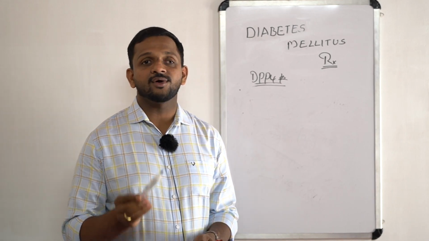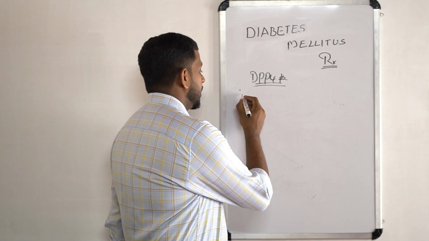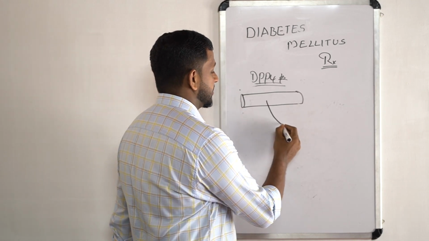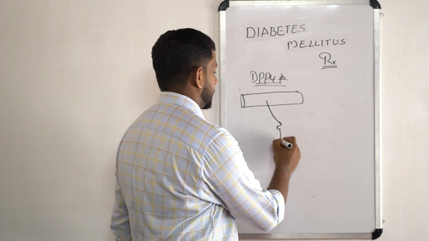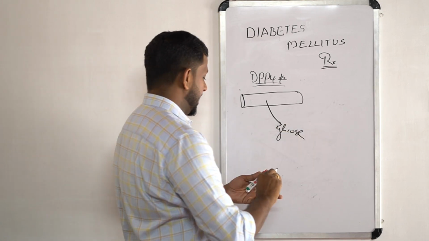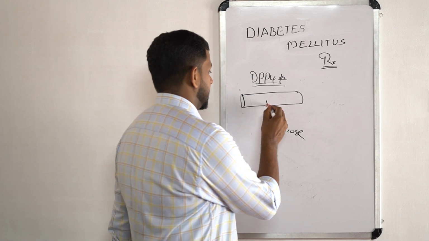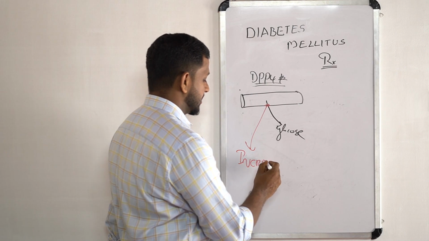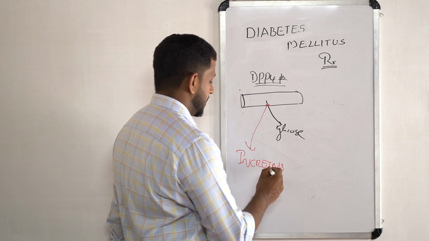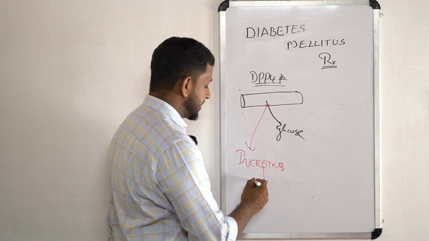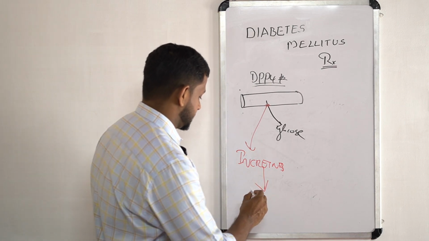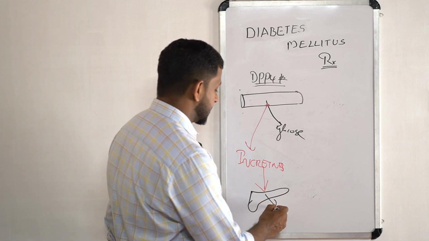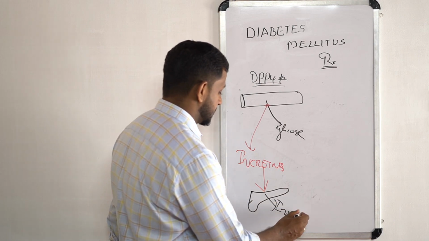It acts on the incretin axis. When glucose enters from the diet into the blood, along with that, these star incretins are released. These incretins will go to the pancreas and stimulate the release of insulin.